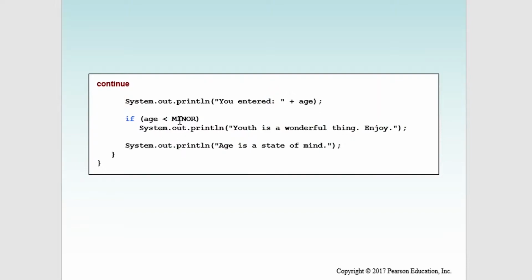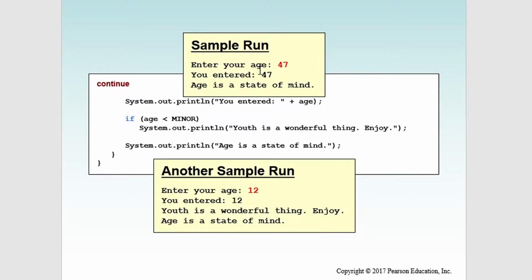They're saying if the age is less than minor, then they're going to print out the statement, "Youth is a wonderful thing. Enjoy." And then they print out the statement, "Age is a state of mind," which is always going to get printed out. The only statement that is controlled by this condition is the statement "Youth is a wonderful thing. Enjoy." And then they have sample runs where they enter in 47 and they get "Age is a state of mind." And when you enter in 12, they say "Youth is a wonderful thing. Enjoy," and then they output "Age is a state of mind."